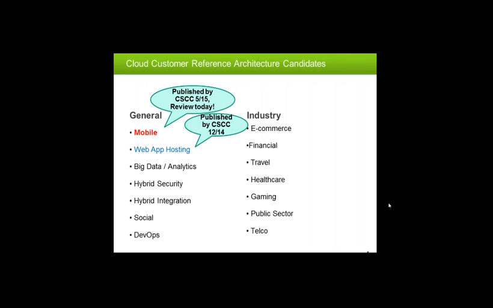Great. Let's see, our last question. We have a few minutes. Is privacy a major concern for mobile cloud providers?